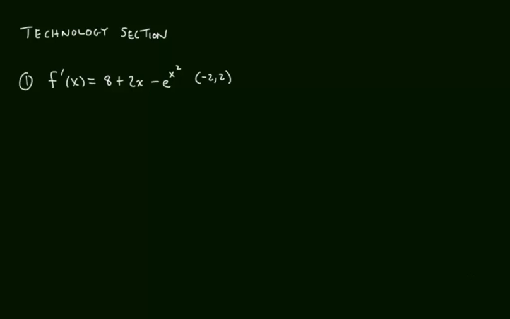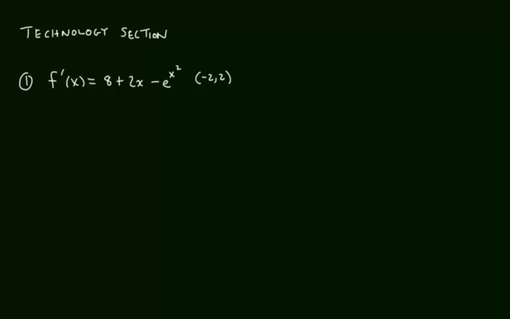This is the technology section. We're going to use the same concepts as the non-technology section, but of course this time we need to use the graphing calculator in order to find our answers. In number one, it gives us the derivative, f prime of x, and we're going to be asked questions about the function f, the function that we do not have, the function that we cannot see.